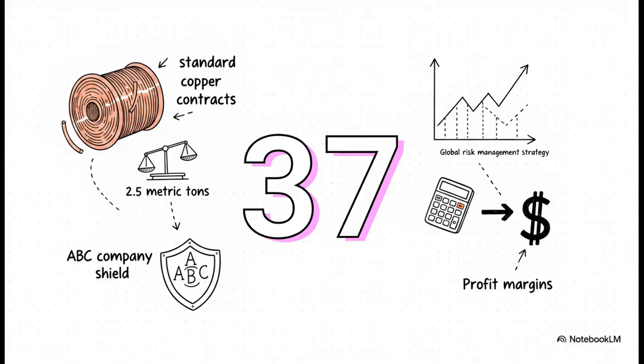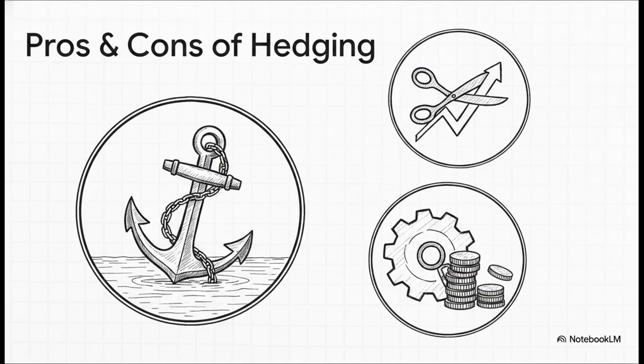So the crucial point is, the math gives them a definitive answer, exactly 37 contracts. Because a standard copper contract on their exchange is 2.5 metric tons, dividing their required 91.5 metric tons by 2.5 tells ABC Company they need precisely 37 contracts to act as their shield. It's not guesswork, it's a highly calculated risk management strategy to ensure their profit margins survive the absolute chaos of global supply and demand.